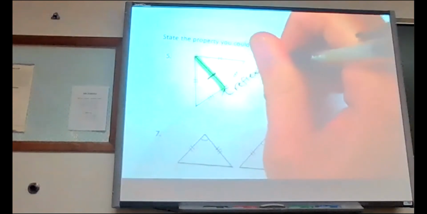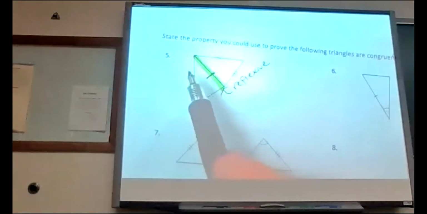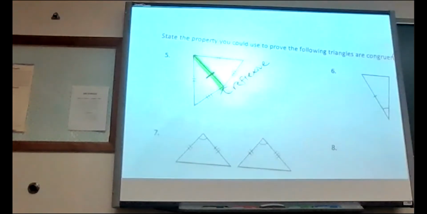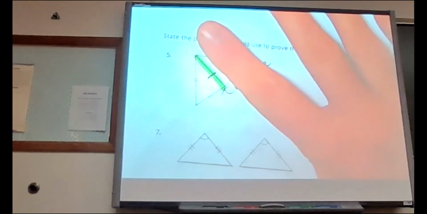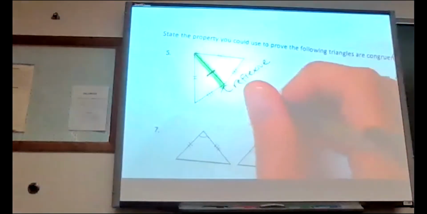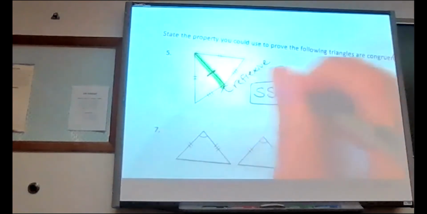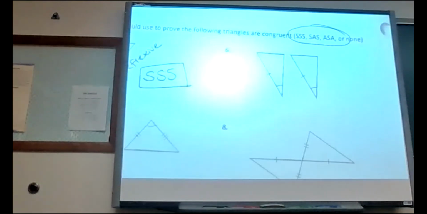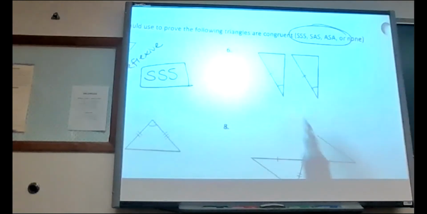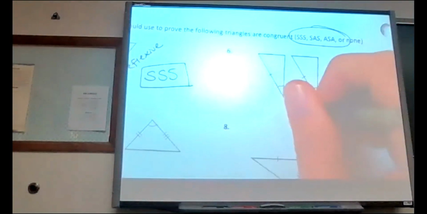Reflexive property. And by seeing that, now I know that these triangles are congruent by which postulate? Side, side, side, side, angle, side, or angle, side, angle? Side, side, side. So my response to the question is they're congruent by side, side, side. It wasn't marked all the way initially, but I was able to mark that third side because of the reflexive property. On 6, they don't have reflexive, they don't have vertical angles, and I only have side angle. Is that enough? No, not enough.